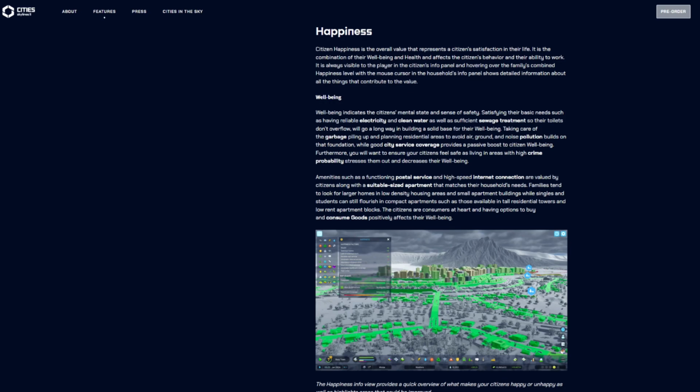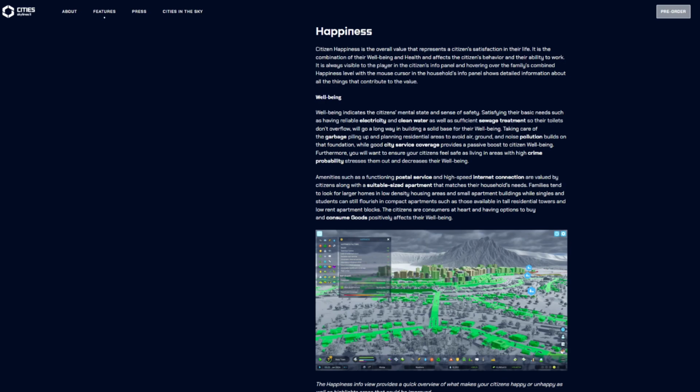And then we get into citizen happiness, which is the overall value that represents a citizen's satisfaction in their life. It's a combination of their well-being and health and affects the citizen's behavior and their ability to work. It is always visible to the player in the citizen's info panel, and hovering over the family's combined happiness level with the mouse cursor in the household's info panel shows detailed information about all the things that contribute to the value.